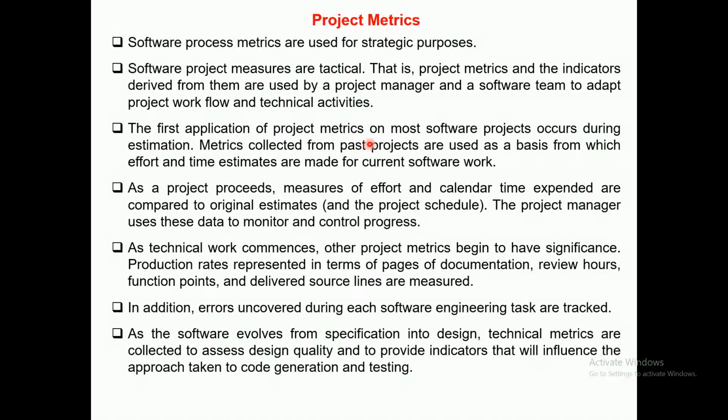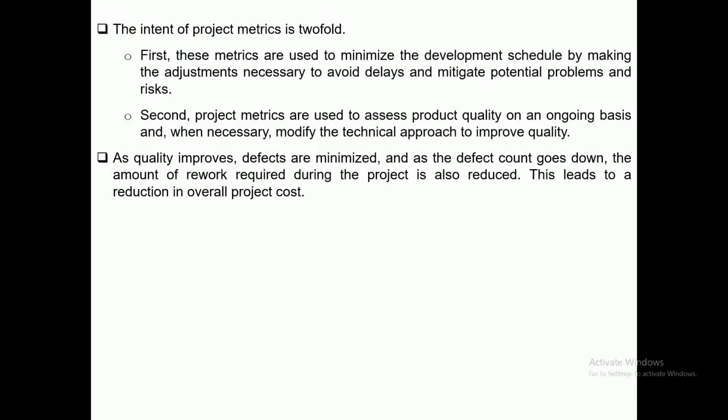As the software evolves from specification to design, technical metrics are collected to assess design quality and to provide indicators that will influence the approach taken to code generation. The intent of project metrics is twofold. The project metric is basically used for two reasons. First, these metrics are used to minimize the development schedule by making adjustments necessary to avoid delays and mitigate potential problems and risks.